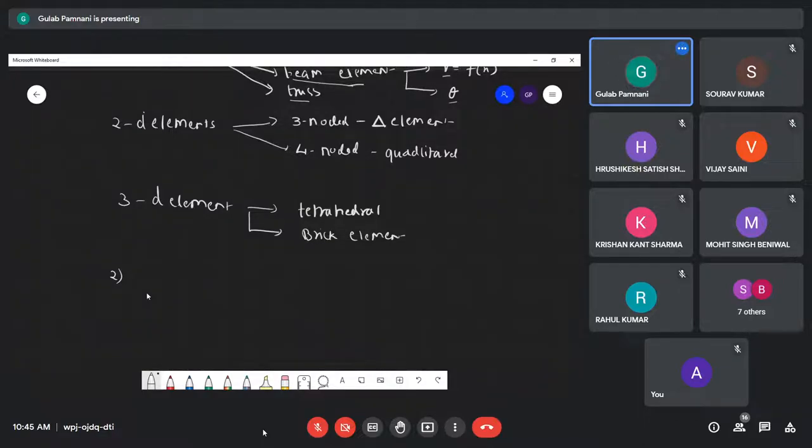So the next step is when you have selected the element, you have approximated the model. Then for a structure, let's say you will give the material properties. You get the material properties.